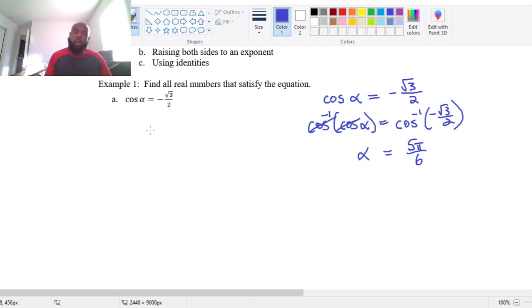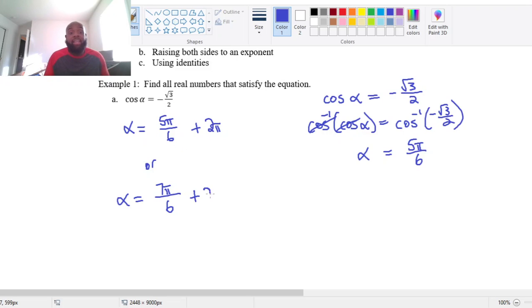In fact, if I think about my unit circle, alpha can equal not only 5 pi over 6, but it can also equal, in the third quadrant, 7 pi over 6, where the cosine is negative square root of 3 over 2, right? And remember that our trig functions are periodic, and the period of our cosine function is 2 pi. So if I added 2 pi to that, I'm going to get another angle that has its terminal side at 5 pi over 6.